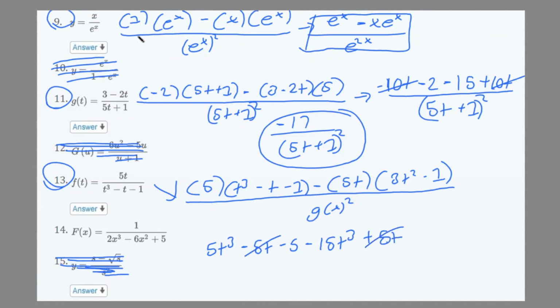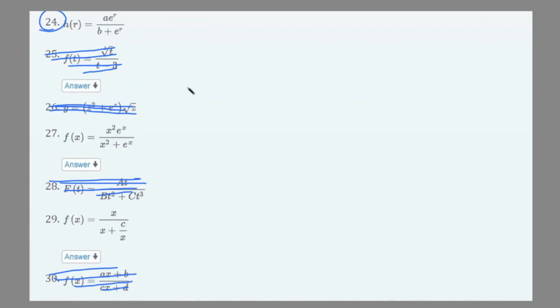So if we cancel out like terms, we get that, and then we'll end up with -10t cubed minus 5 over g of x squared. In that case, you would need to write t cubed minus t minus 1 squared, but you could just leave it like that, and that would be your final answer. All right, so I want you guys to try number 24, 27, and 29. You could pause the video and try that out.